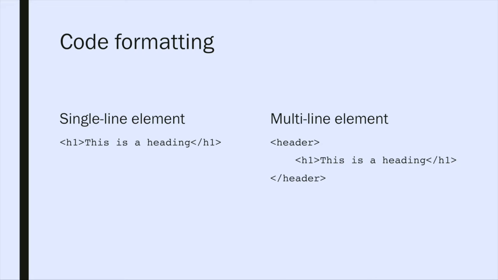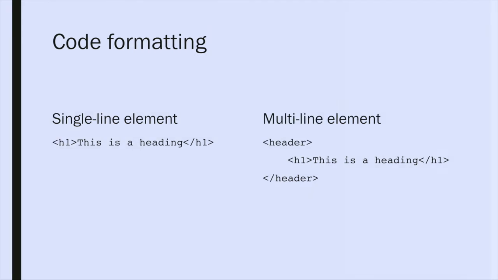Lastly, let's take a look at some code formatting. If you have some single line elements, such as the item on the left, then it should be fairly straightforward that things that start and end on the same line can be on the same line. But if you have a multi-line element, such as the item on the right, where in this case we have an h1 tag inside of a header tag, you should have the header on its own lines, starting and ending, and then the single line element between that. That way it's easier to identify where things start, where things end, and you're not worrying about extra wasted space.